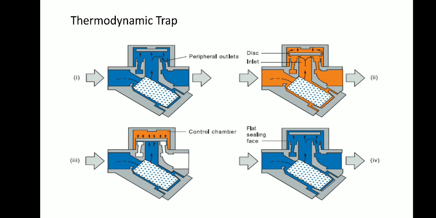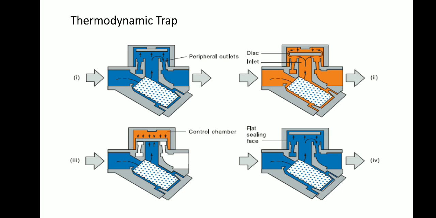On startup, incoming pressure raises the disc and cool condensate plus air is immediately discharged from the inner ring under the disc and out through three peripheral outlets. This is for reference, figure 1. Then figure 2: hot condensate flowing through the inlet passage into the chamber under the disc drops in pressure and releases flash steam at high velocity. This high velocity creates a low pressure area under the disc, drawing it towards its seat.